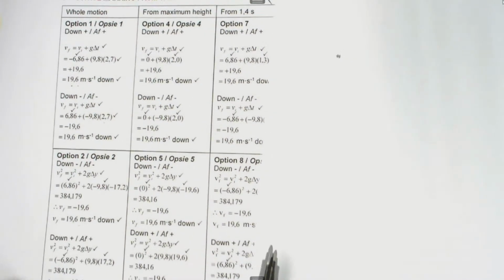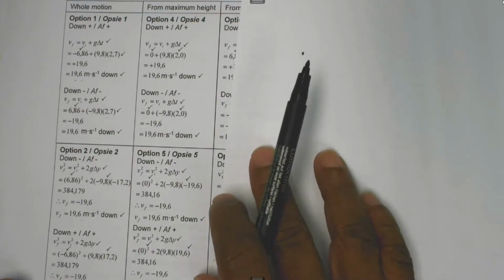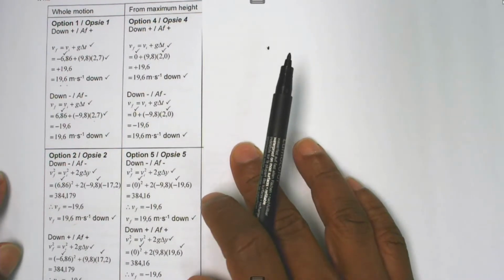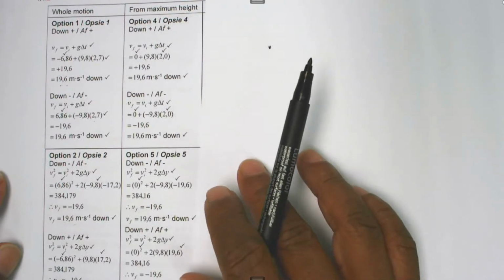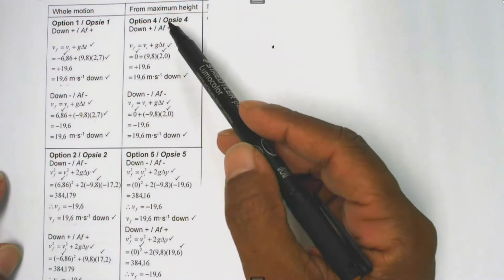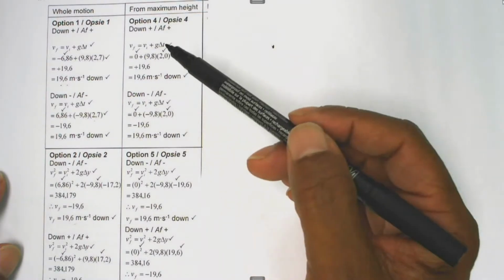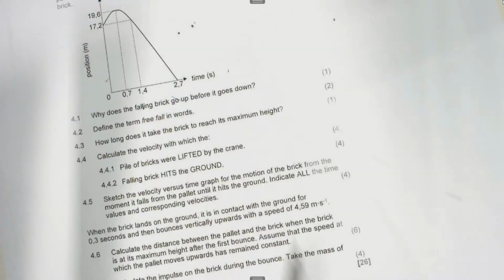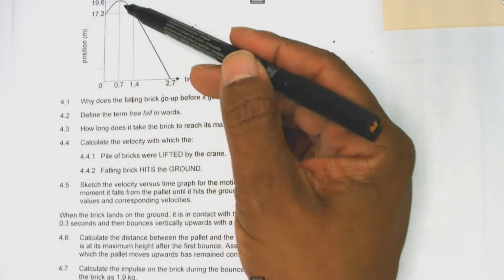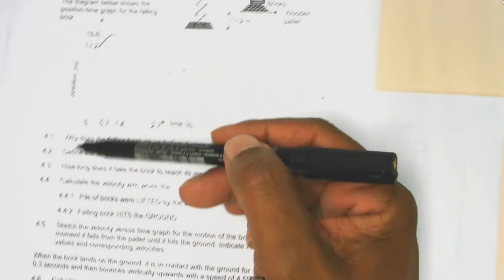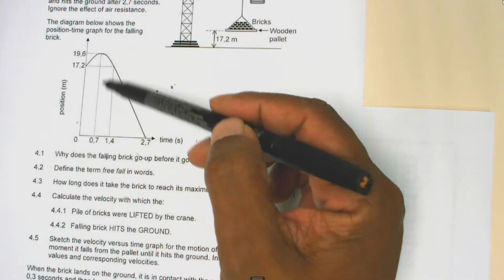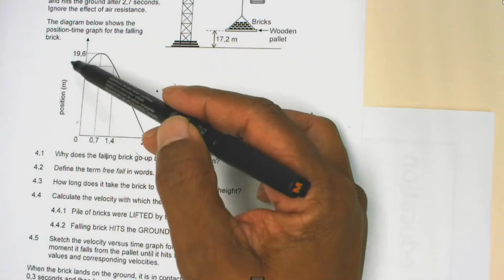And then option number 5, we are using the displacement. Now where do we start? We are also starting from the 0 position, right? Because we are starting from the maximum. Now what is it that is changing here? From the graph we can see that from the 0 position to the maximum, the displacement is equal to 19.6. So we are going to use the displacement of 19.6.